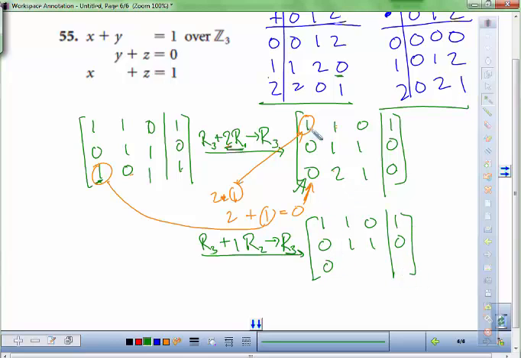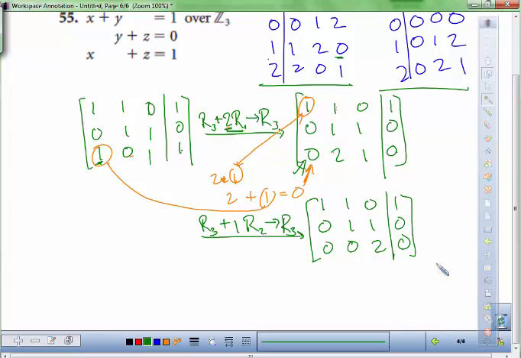And now 0 times whatever, that's just 0. 1 times 1 is 1, plus 2 is 3, which is 0 in our finite field right now. 1 times 1 is 1, plus 1 is 2, and this is just a 0. So we can finish this off and make it reduced row echelon, or we can just rewrite it back to our system and then back solve. I think I'd rather do that right now.